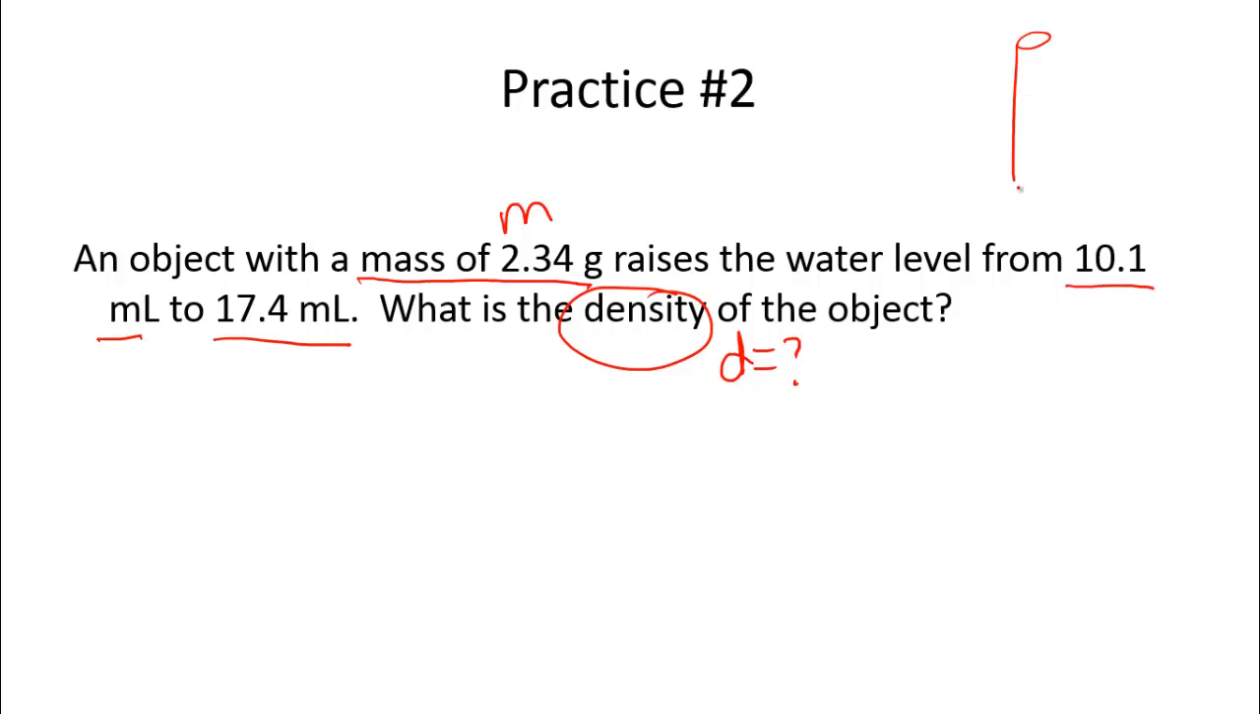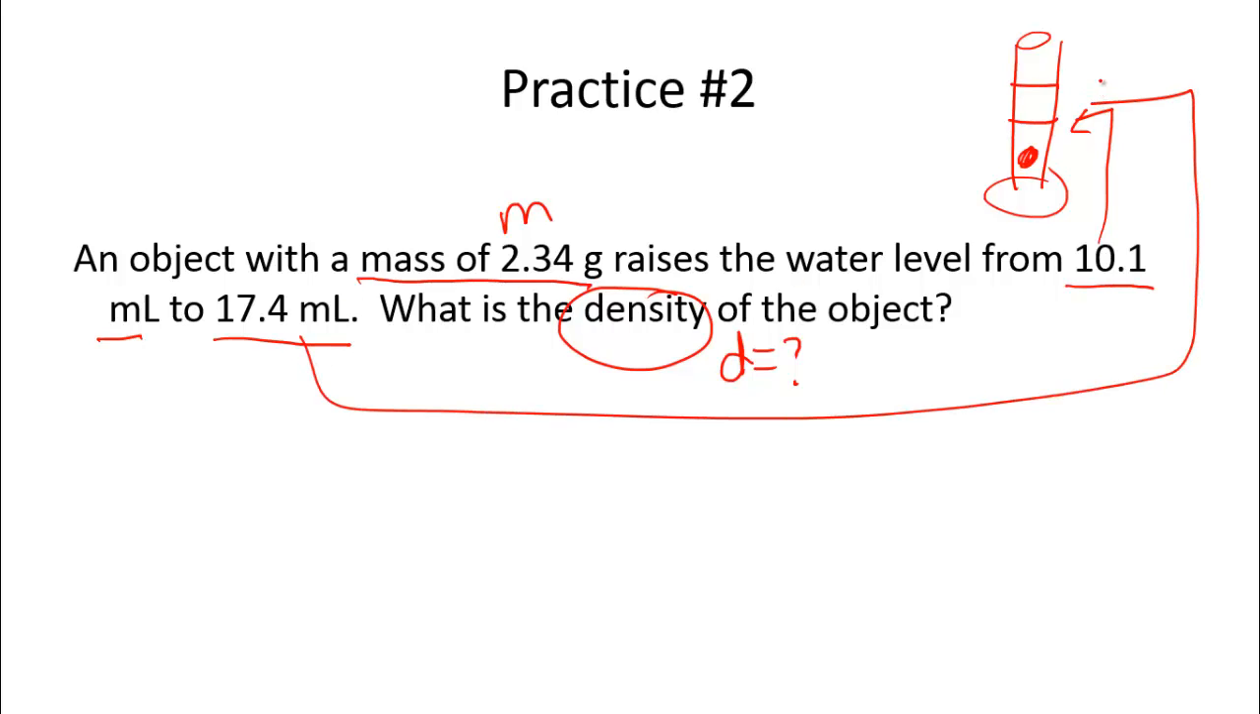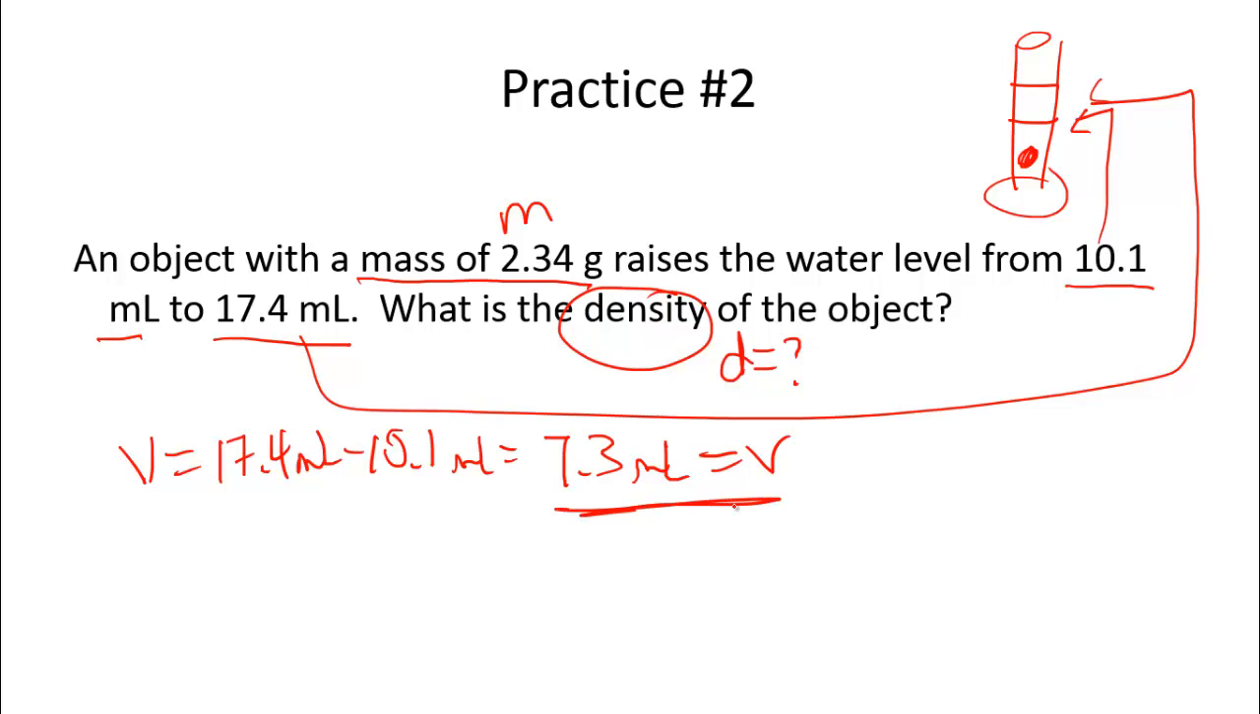So this situation is like a graduated cylinder that has water in it, which is up to 10.1 right here. And when you put our object into it, the water is going to raise up to 17.4 milliliters. So if we take the difference between those two numbers, the final volume of 17.4 minus the original 10.1, that gives us a volume of 7.3. So the object we placed into this graduated cylinder caused the water to raise 7.3 milliliters, and that is the volume of the object. So that's our V we're looking for.